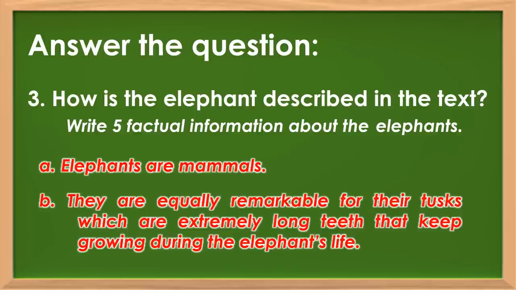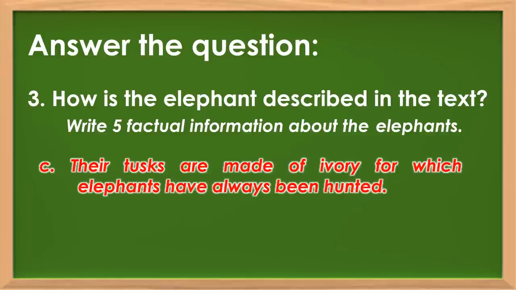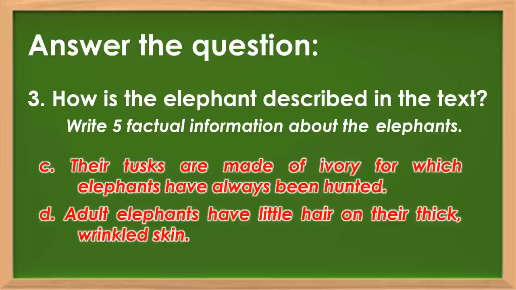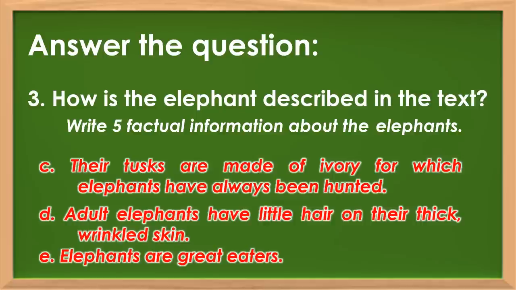B. They are equally remarkable for their tusks, which are extremely long teeth that keep growing during the elephant's life. C. Their tusks are made of ivory, for which elephants have always been hunted. D. Adult elephants have little hair on their thick, wrinkled skin. E. Elephants are great eaters.